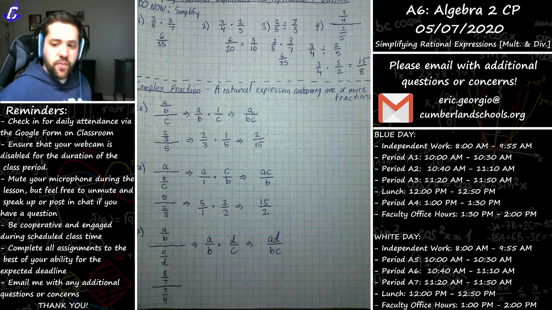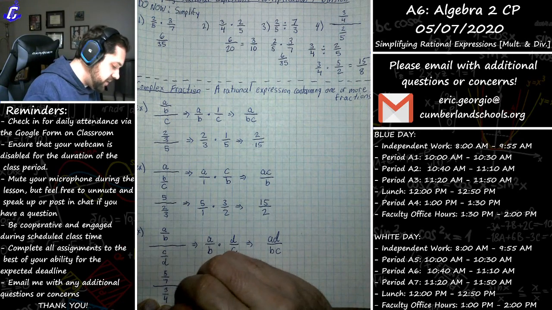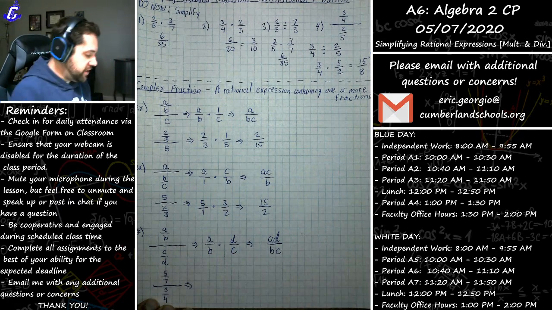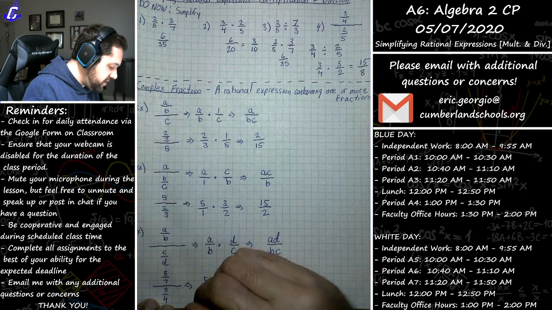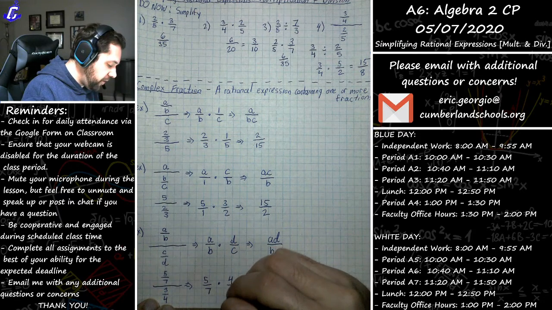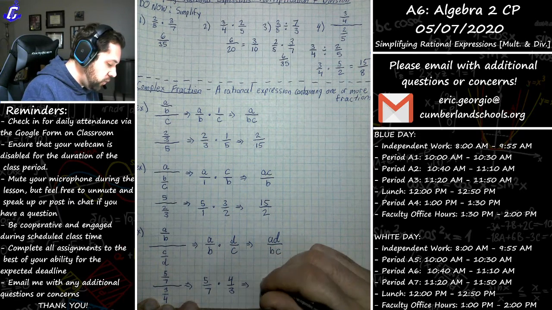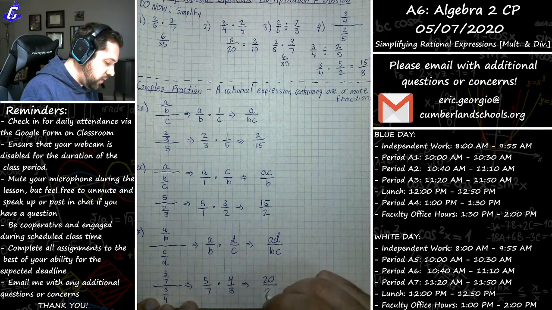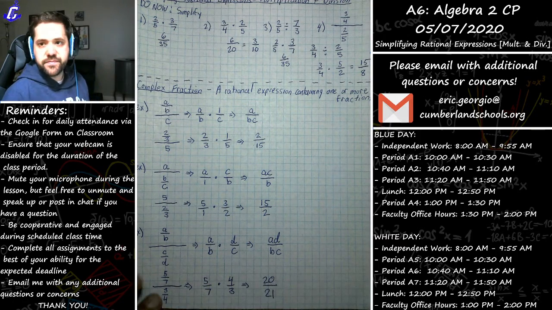What do I do? Well, I again just multiply by the reciprocal. Don't freak out when you divide by a fraction. I get 5/7 times the reciprocal, 4/3, which comes out to be 20. That's 5 times 4 over 21, which is 7 times 3. Okay.